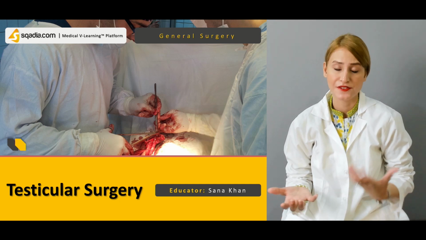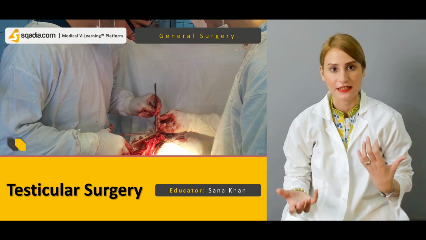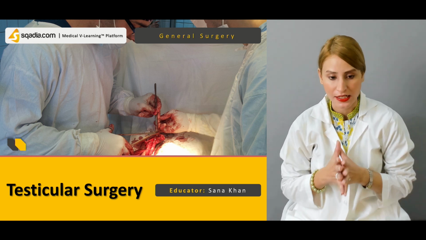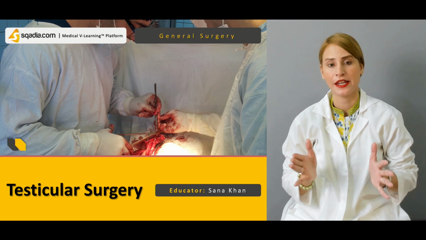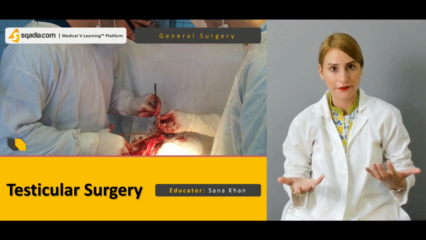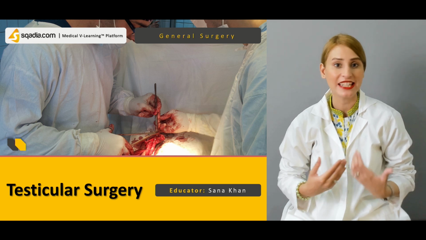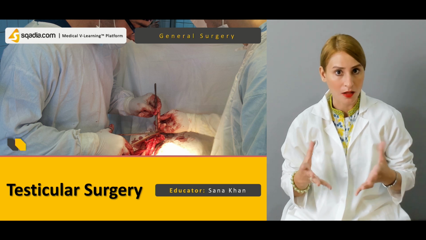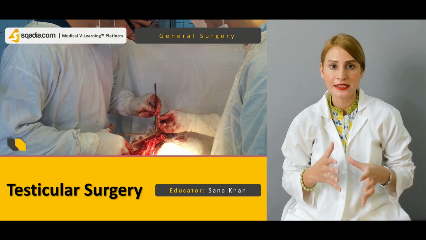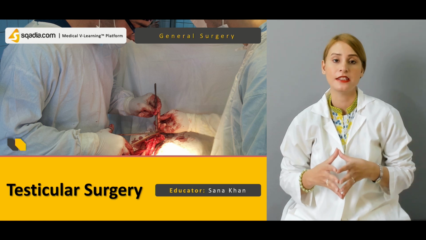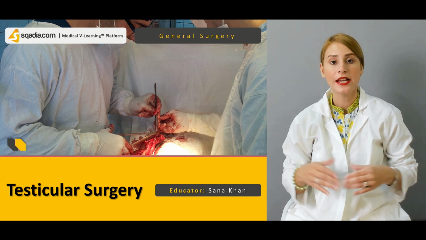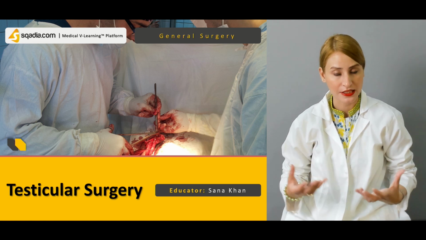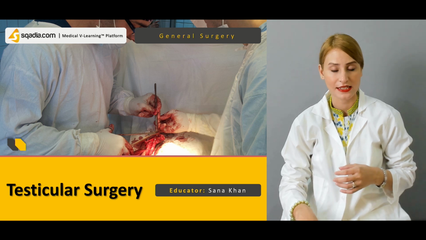So testicular surgery and the conditions of the testes are also a very important and common topic to be discussed, because there are a number of conditions of the testes which are very common, and we deal with them in our day-to-day surgical problems. Besides that, this is also an important field in urological surgery as well. So a urologist should always know the different kinds of testicular surgeries and testicular conditions.